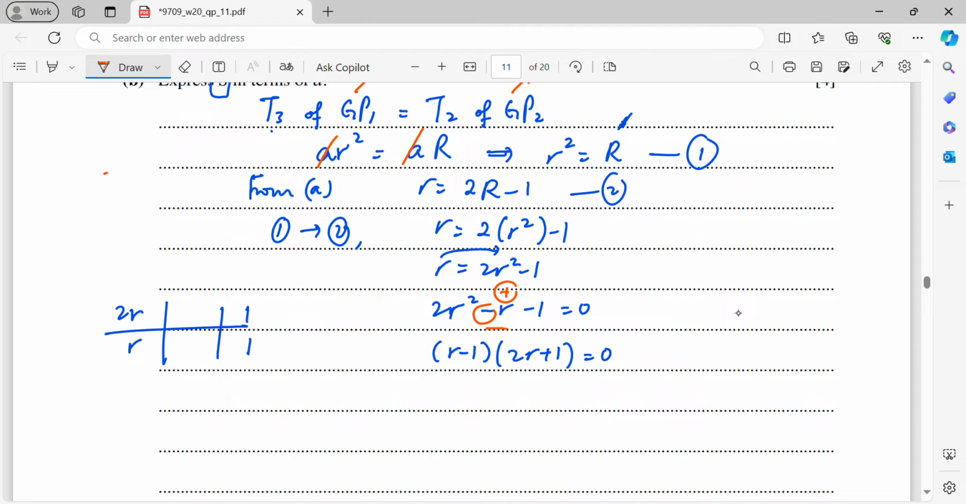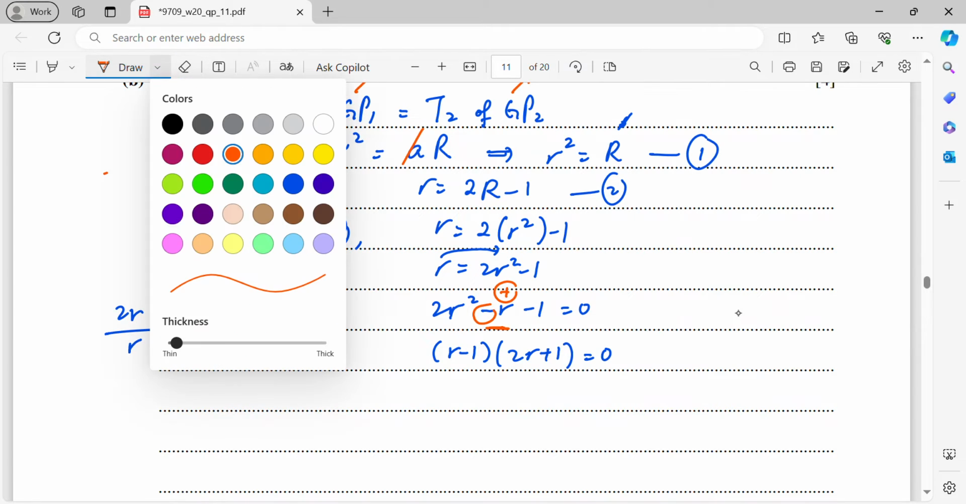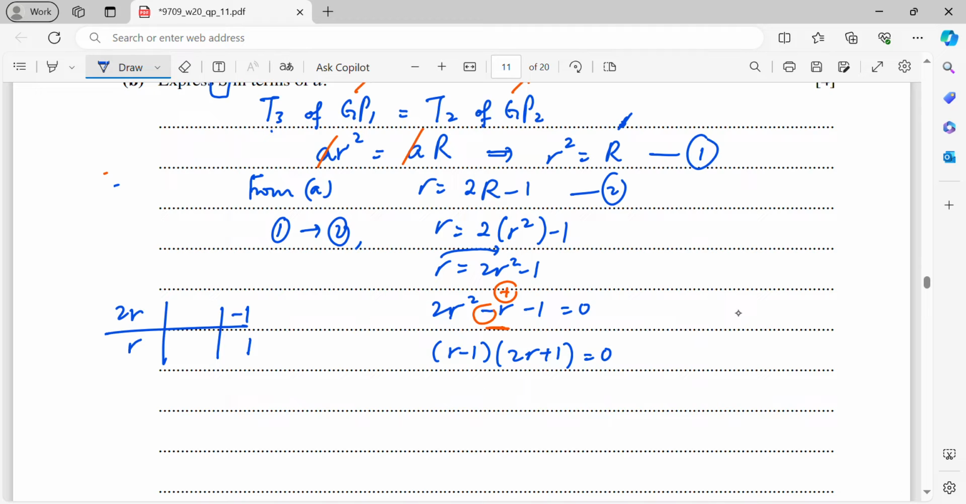But since we need to get minus R, that means it should be minus 1 for the first term, and the second term is plus, because when I multiply, I get negative 2R, and this is plus R. So at last, I will be getting 2R squared. This is minus R when you add together for the middle term, and then minus 1 times 1 is plus 1. So I'm getting back the same quadratic equation. So you have two ways to do it. Either you use the factorization method, or you use a calculator.